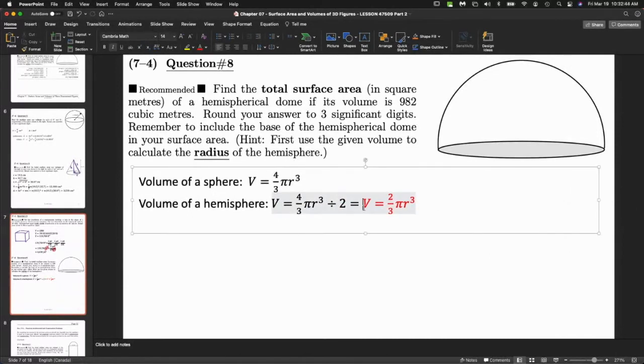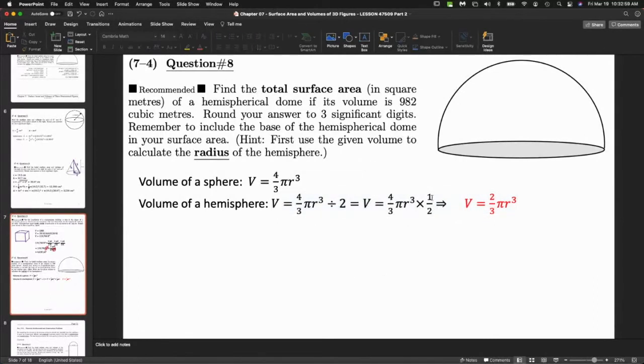It's all good. You divide it by 2, which means you're multiplying by a half. And that's how I get that formula. Okay? So what happens is the 4/3, what's 4/3 times a half? You can do your fractions, it's 2/3. So that's how I achieve that formula.